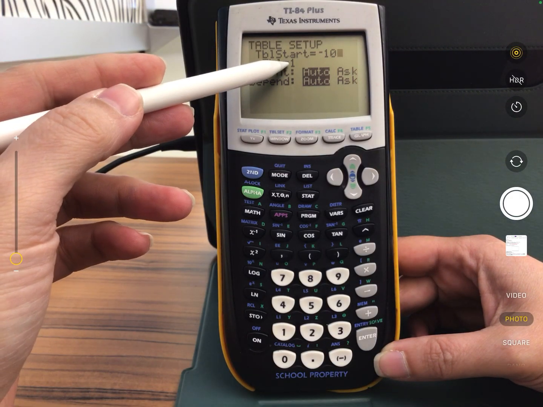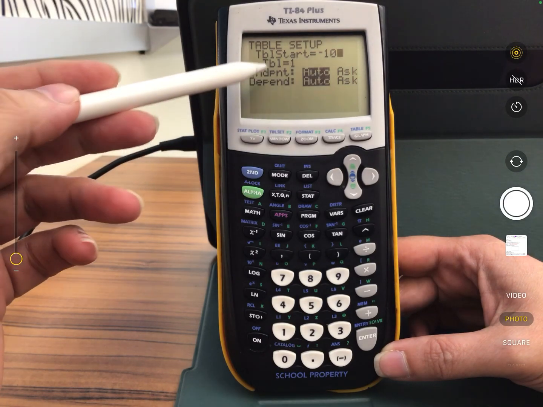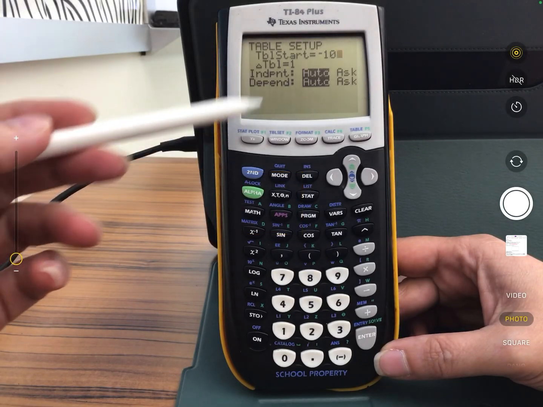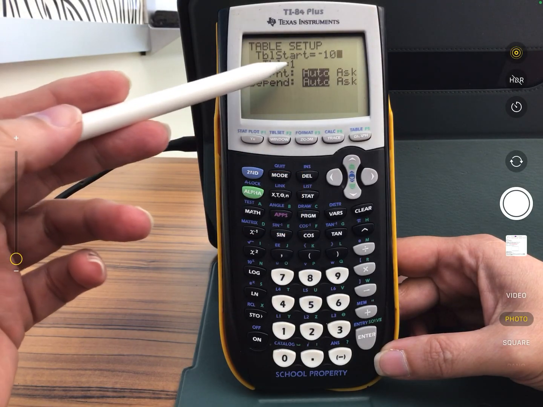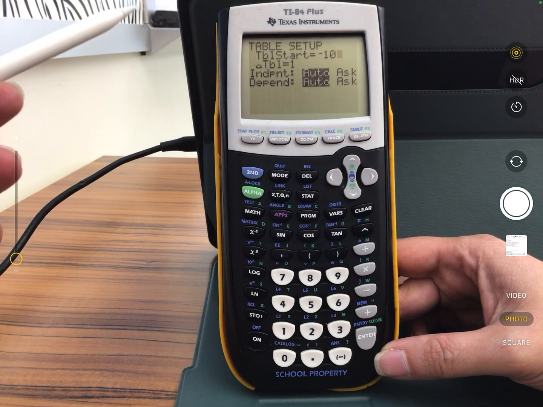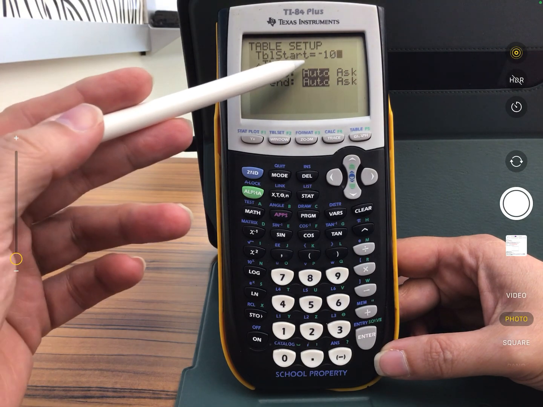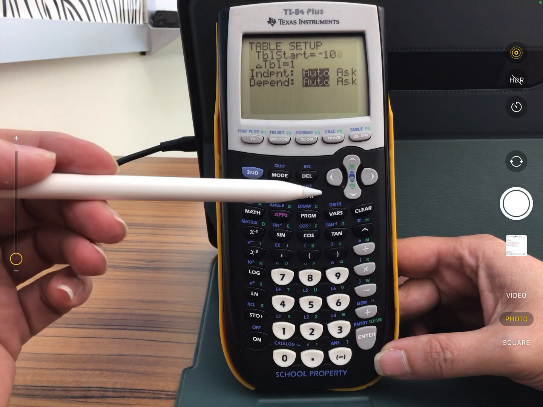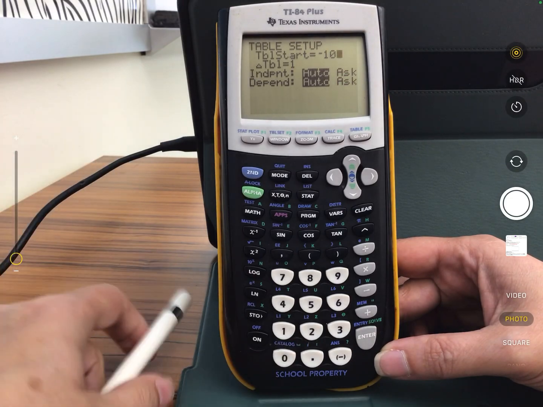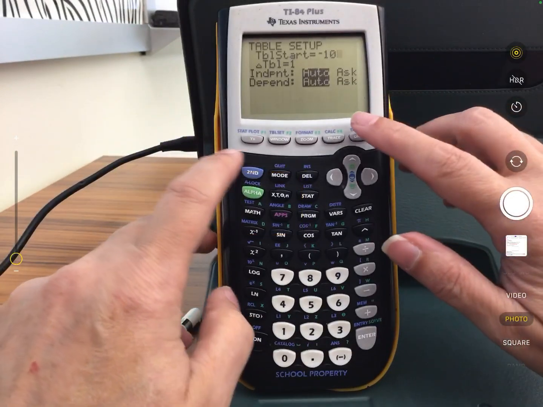This here, delta table, means what increments I'm going to go by. In other words, I'm going to start at negative 10, and it's going to go through each of the numbers, substituting in values for x, starting at negative 10 and going up by 1 or down by 1. I could change it to 0.1, then the next number it would do is negative 9.9, negative 9.8. It would go by increments of 0.1.